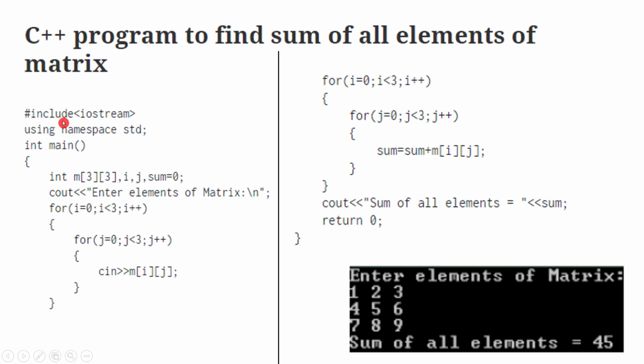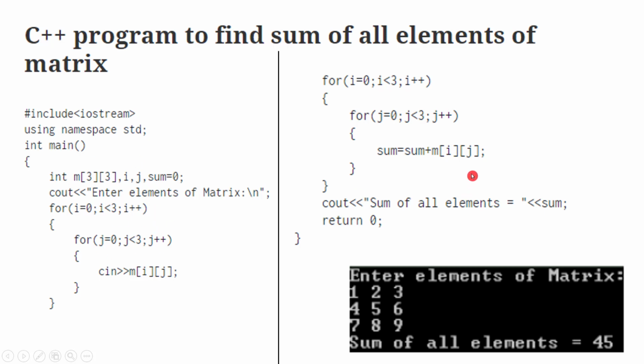Hash include input output stream, using namespace std, int main, int m[3][3], i, j, sum equal to 0. You are initializing the variable. Cout enter elements of matrix. This is how you are entering the values: 1, 2, 3, 4, 5, 6, 7, 8, 9. They are entered from this left side coding.